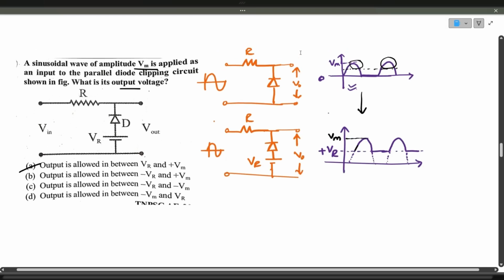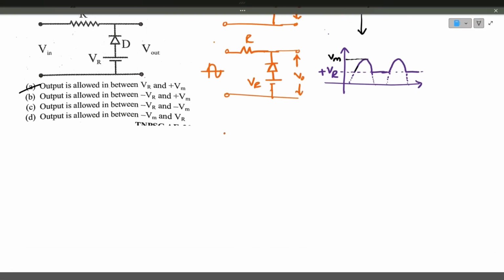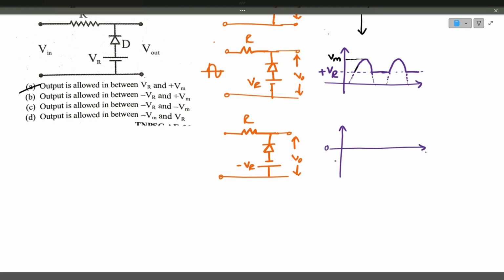Similarly, I would like to continue this explanation with different circuits, because tomorrow they may twist the question like this. For the same circuit, this is resistance R and diode D. They have given negative VR. What will happen? Just guess. This is the negative VR. Now the base is shifted to the negative side. This is 0, and the base is shifted to the negative VR side. So now the output voltage will be like this.